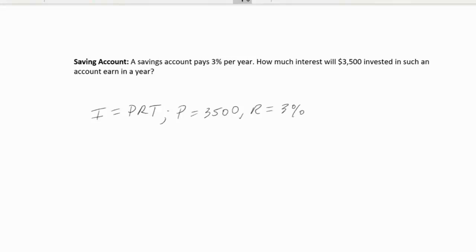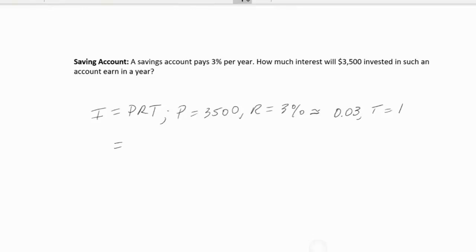But remember, when we use percentages in our calculation, we must convert the percentages to decimals. Therefore, we'll simply remove the percent symbol. We'll move the decimal 2 places to the left. So we have 3% in decimal form as 0.03. And our time, which is in years, is 1 year.